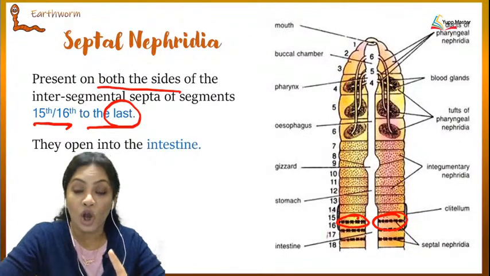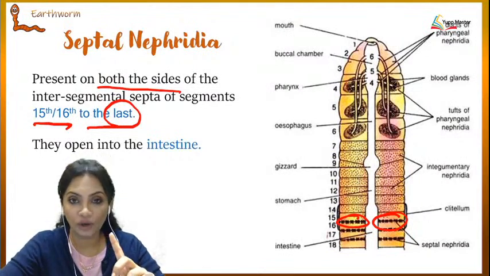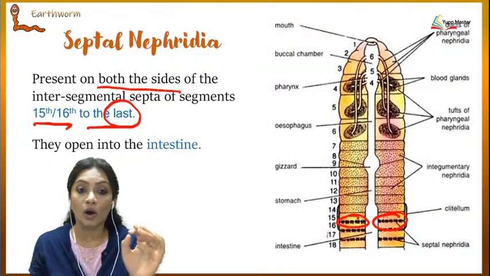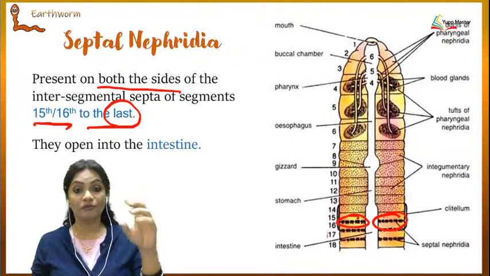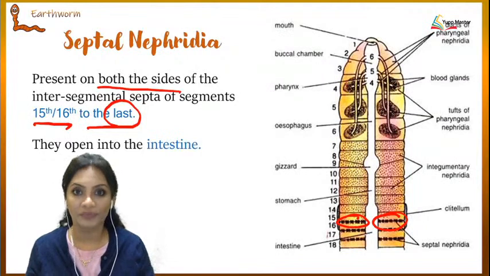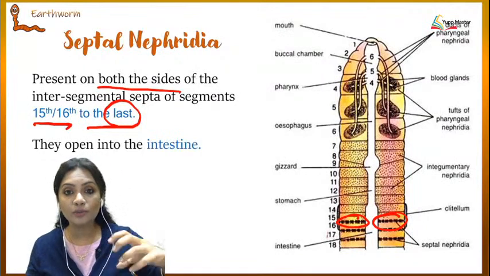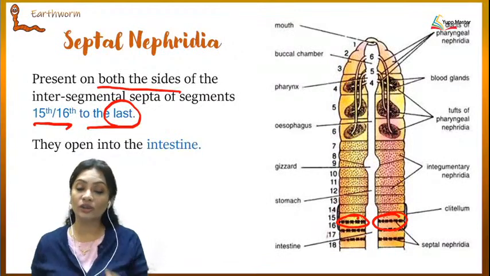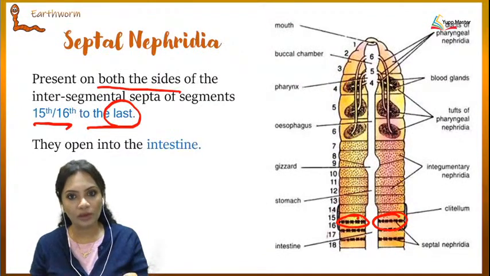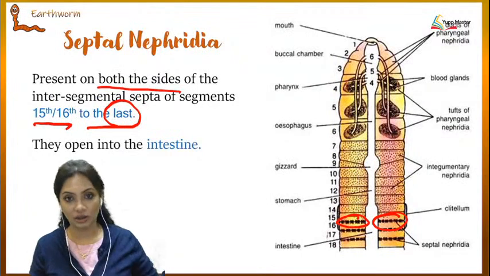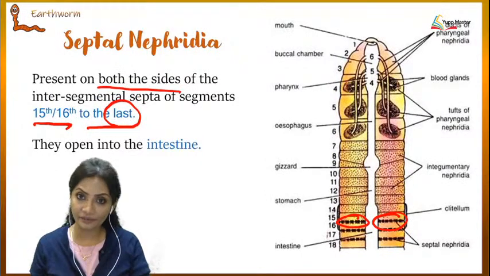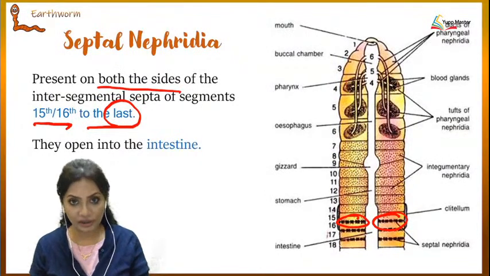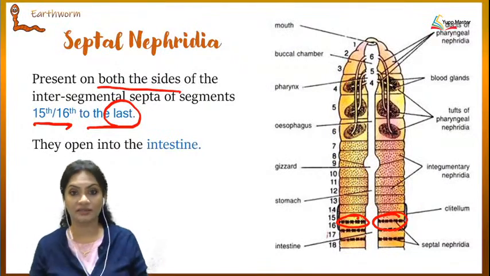Remember one thing: not only is it important for us to know where these nephridia are placed, it is also important for us to know where the nephridia open into, meaning where they pour out their excretory waste. There are certain nephridia which pour out the excretory waste to the external, whereas there are certain nephridia which pour out the excretory waste inside the digestive system.